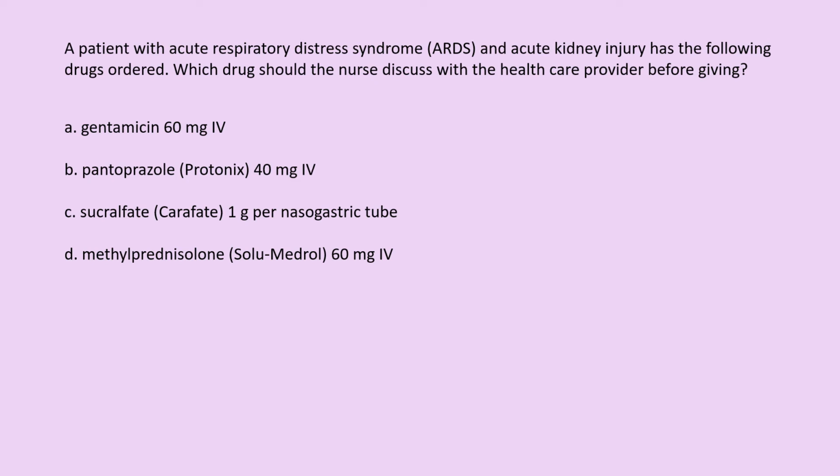A patient with acute respiratory distress syndrome, ARDS, and acute kidney injury has the following drugs ordered. Which drug should the nurse discuss with the healthcare provider before giving? A. Gentamicin 60 mg IV. B. Pantoprazole, Protonix, 40 mg IV. C. Sucralfate, Carafate, 1 gram per nasogastric tube. D. Methylprednisolone, Solu-Medrol, 60 mg IV.